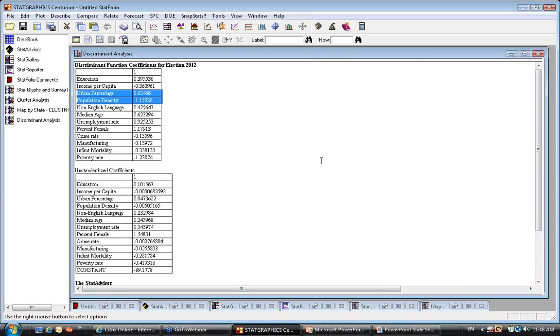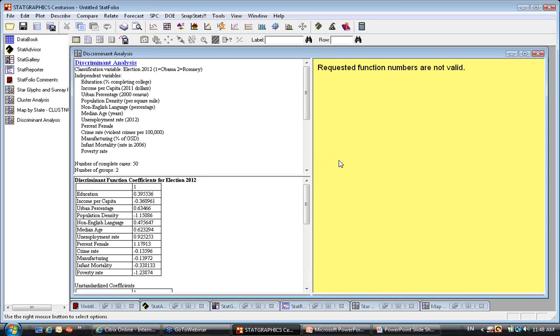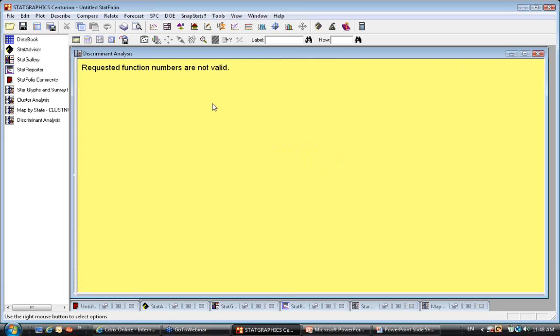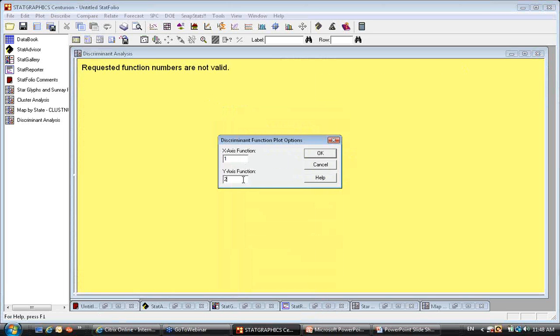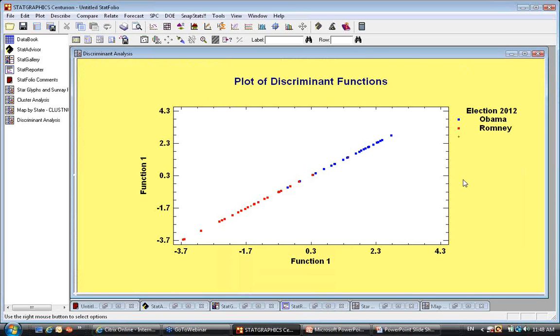Okay, now, I'd also like to go over here and show you the discriminant function plot. By default, it's sort of assumed that I have at least two discriminant functions. I'm going to have to push the right mouse button, go to Pane Options, and tell it actually to put discriminant function 1 on both the x and the y-axis. If you do that, you actually get a fairly useful plot. Okay? This is a plot actually of the 50 states and the value of that discriminant function.